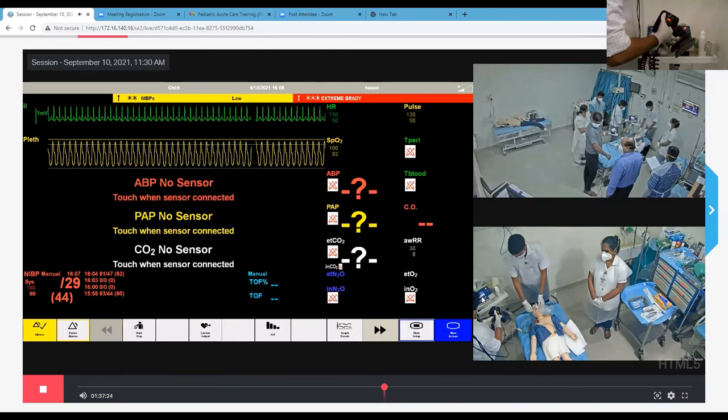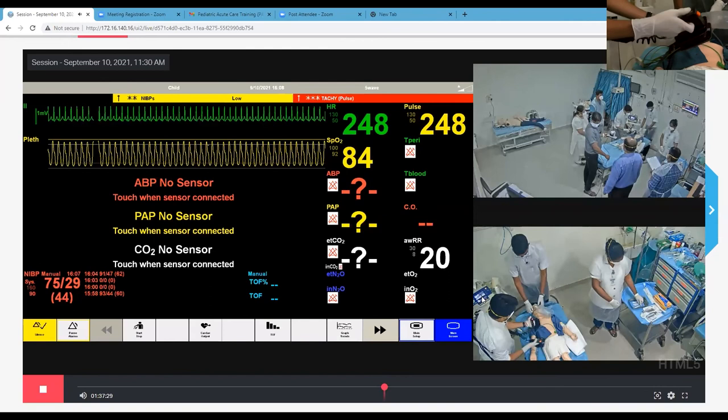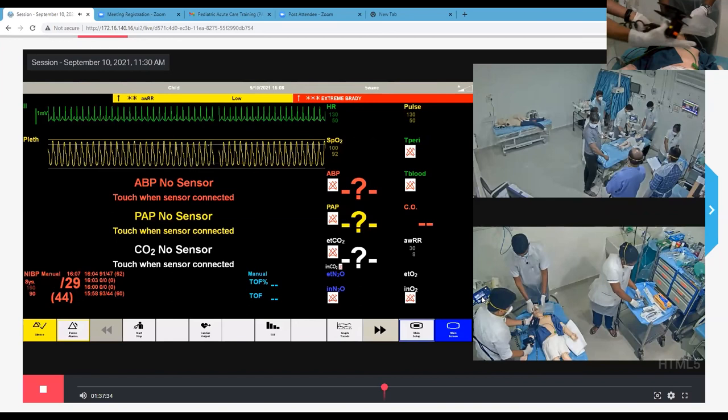So this one is placed on the right side, below the right clavicle, and this one at the apex. Adrenaline is ready. If you have any issues, Dr. Sanket. Adrenaline is ready. Ketamine also ready for sedation.